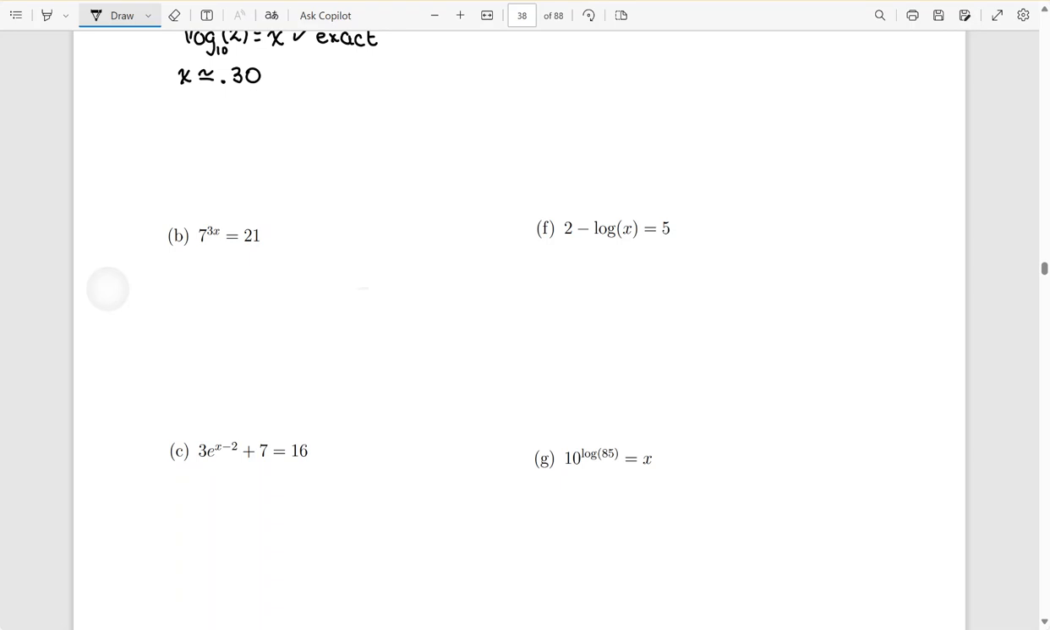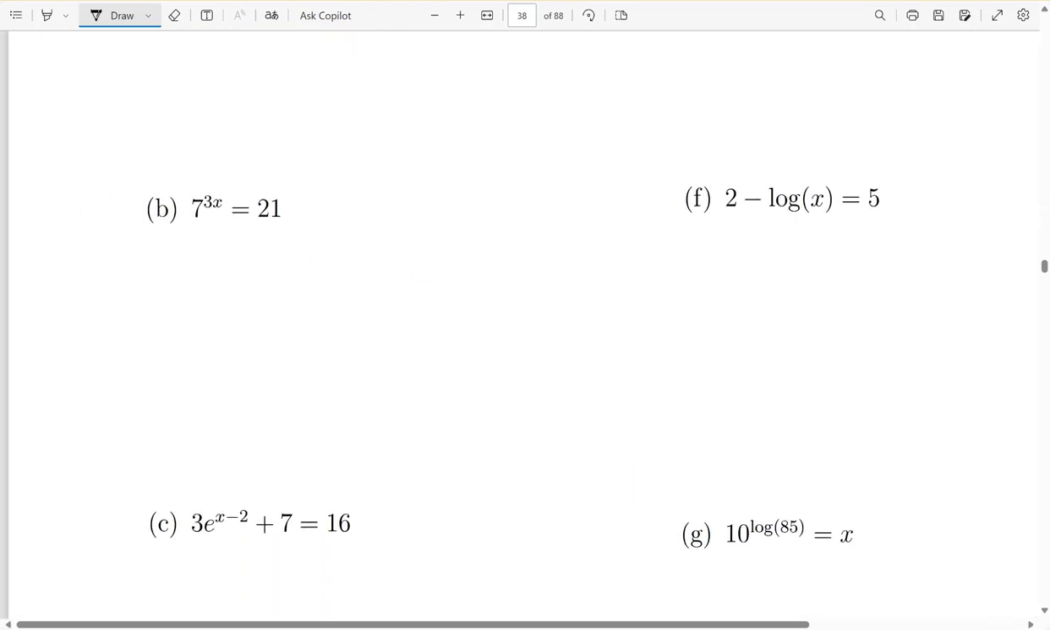If we jump down to letter B, again, the exponential is by itself. So we rewrite it as log base 7 of 21 equals the power. The power is always on the other side. To finish solving for x, I need to get rid of the 3 in front. It's hooked by multiplication, so I divide by 3 to both sides. All right, so my exact answer is log base 7 of 21, all divided by 3.